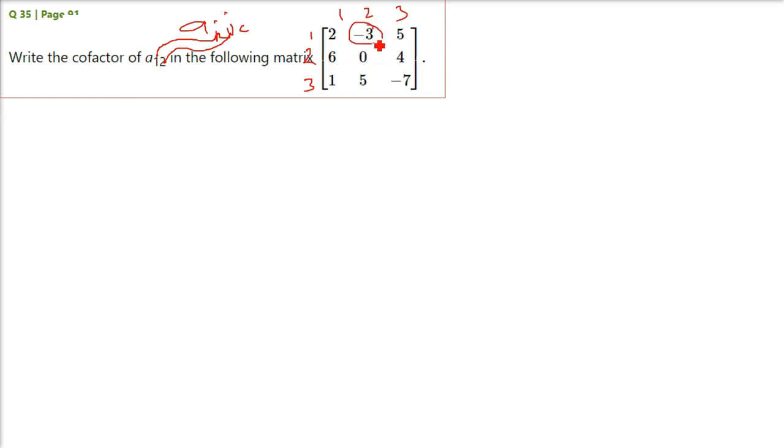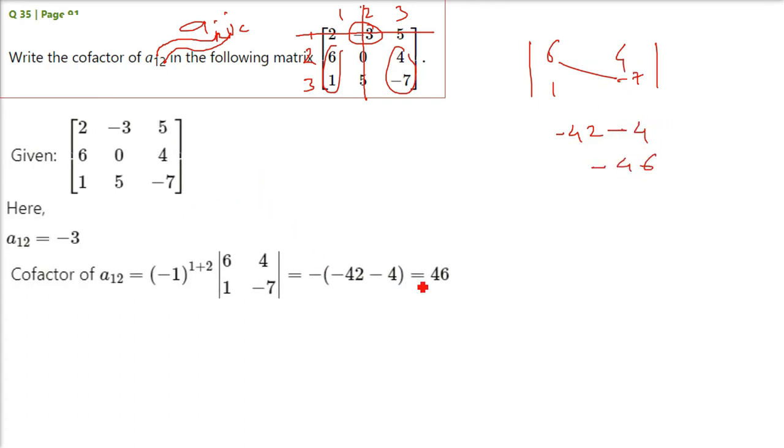Okay, this is minus 3. The minus 3, the cofactor, first let us find out the minor. And then we'll assign the sign. So it will be 6, 1 and 4, minus 7. Now cross multiply, find out the value. 6 into minus 7 is negative 42, and minus 4. So this is minus 46. So this is your minor.